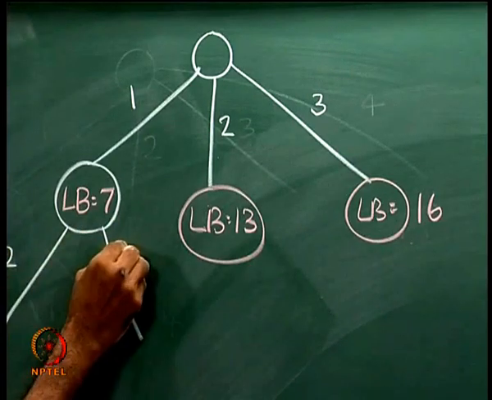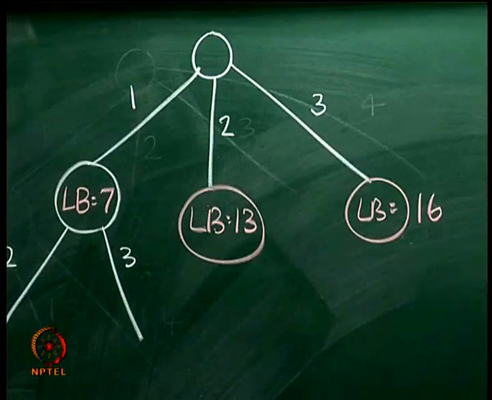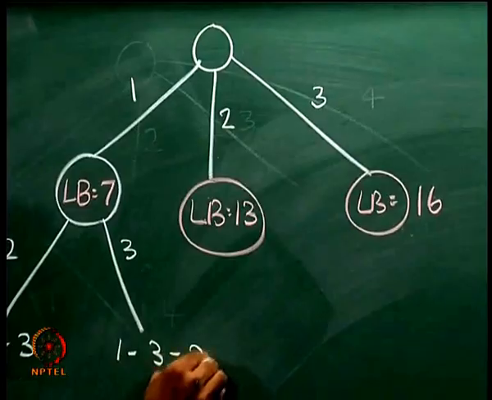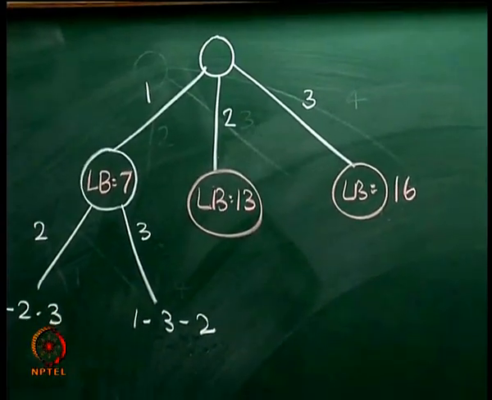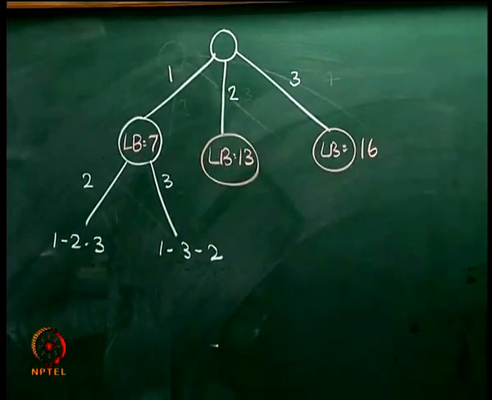So 2 as the first, 3 as the first. So it gives us a sequence 1, 2, 3, 1, 3, 2 as the 2 possible sequences. So we will quickly evaluate the L max for each of these.